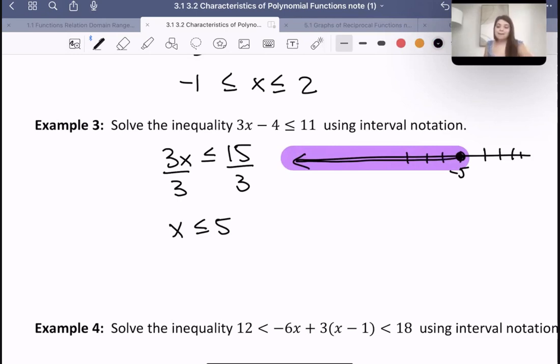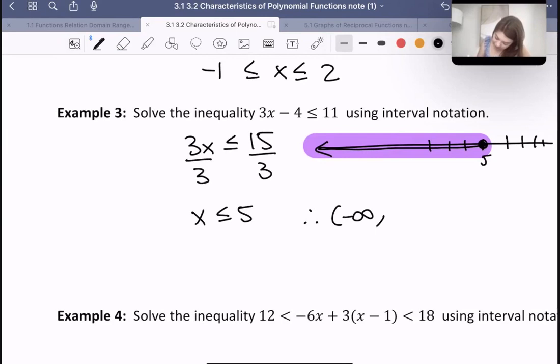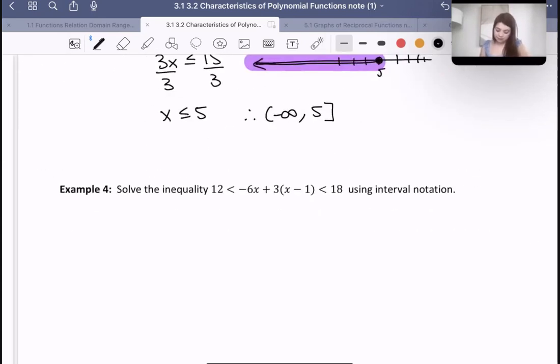And what would that be in interval notation? Well, that would be everything from negative infinity up to 5. Oh, sorry, I said negative 5. It's actually positive 5. My apologies. Let's switch that. Positive 5. So therefore, the answer is everything from negative infinity up to 5 and including 5. So we use a square bracket, not a round one, because it is possible for it to equal 5 as well. Okay. Let's move on to example 4.